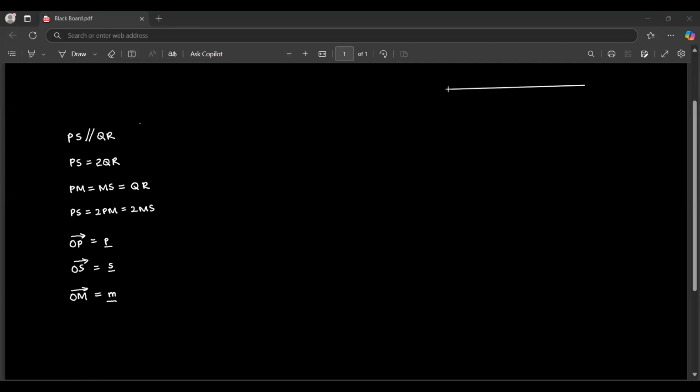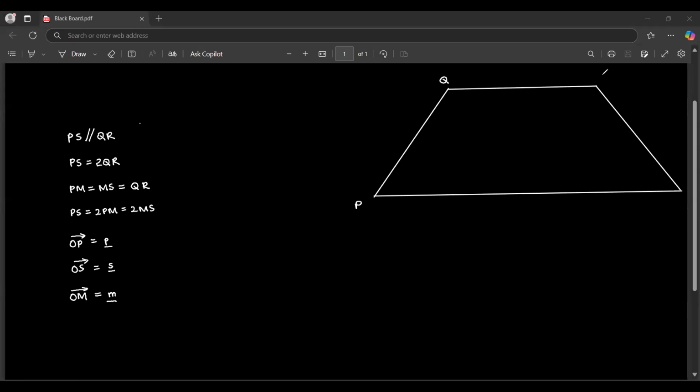It should look like this. If I take this as QR, PS should be something like this. It should be parallel and double the size. Close enough. You don't have to be exactly perfect with your drawings. You can make mistakes, but try to be at least a little appropriate. So PS is parallel to QR, PS equals 2QR, and PM equals MS. They are saying OP equals the P vector, so let's say O is somewhere here.